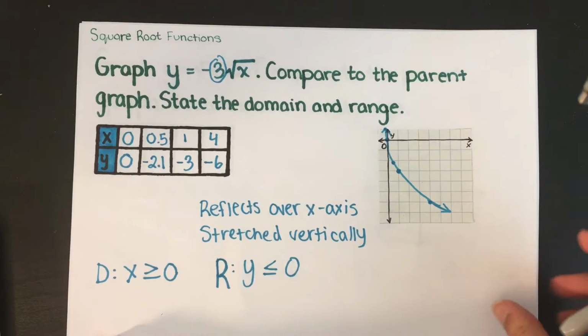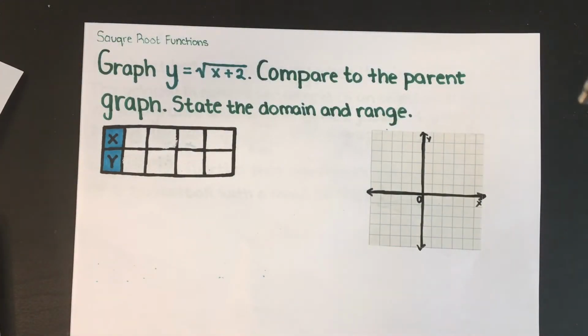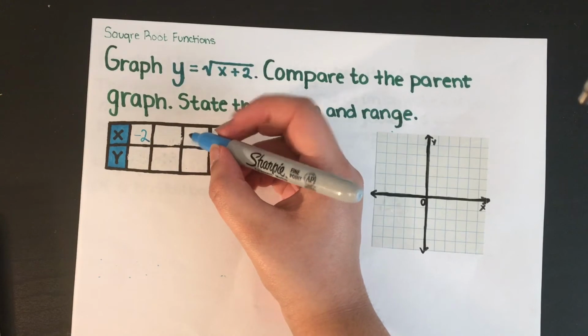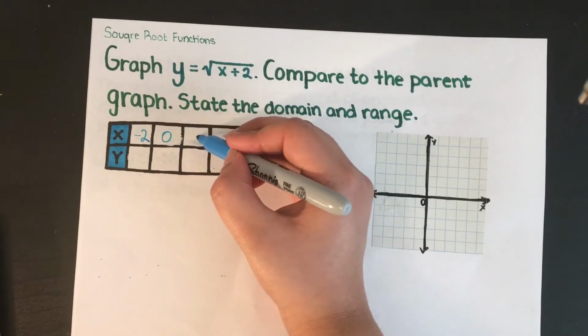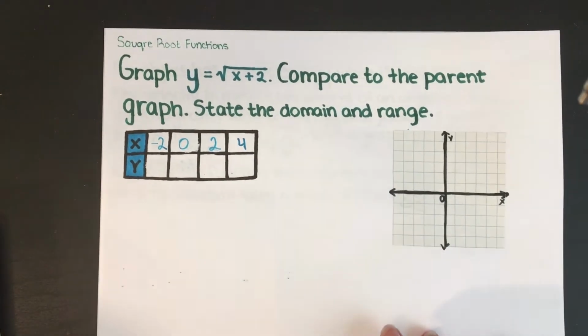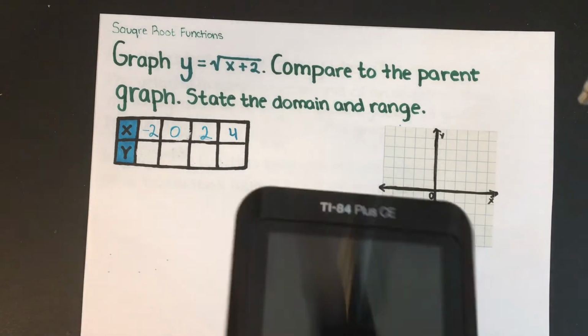Alright, so let's try an example to do for ourselves. It says graph y is equal to the square root of x plus 2. Compare to the parent graph and state the domain and range. Okay, so let's do the same procedure. Table of values. Let's do negative 2, we'll do 0, 2, and 4. Let's use the calculator because it's going to be simpler.